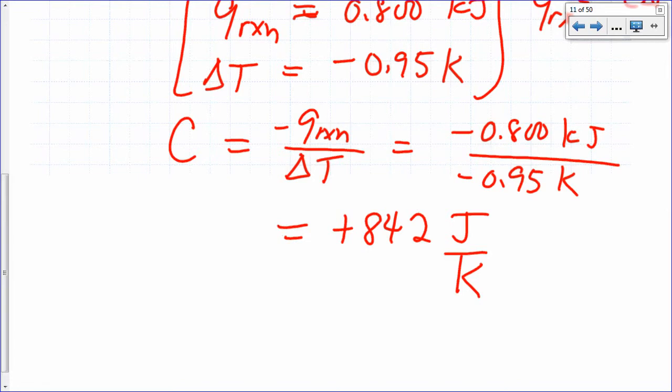Okay, how many sig figs should I have here? Only 2, right? 2 sig figs here. But I'm going to keep that extra digit because I'm going to use this further. Because that's not what I'm looking for. What am I looking for? The calorimeter constant. This is equal to what? The calorimeter constant plus C of the contents, right?